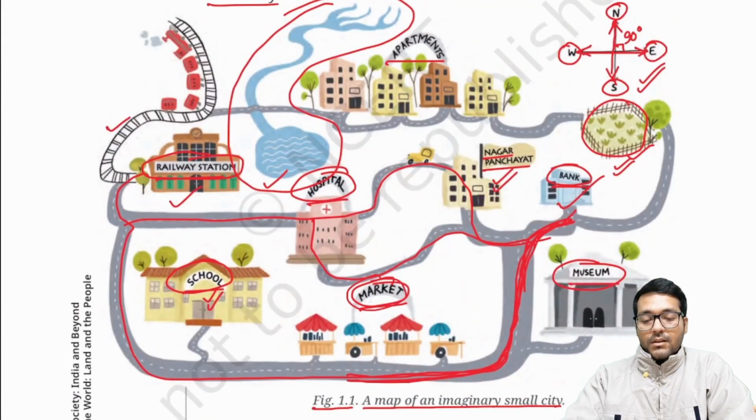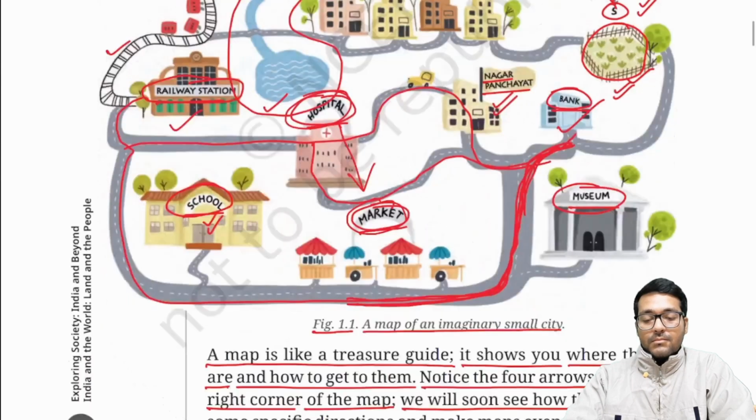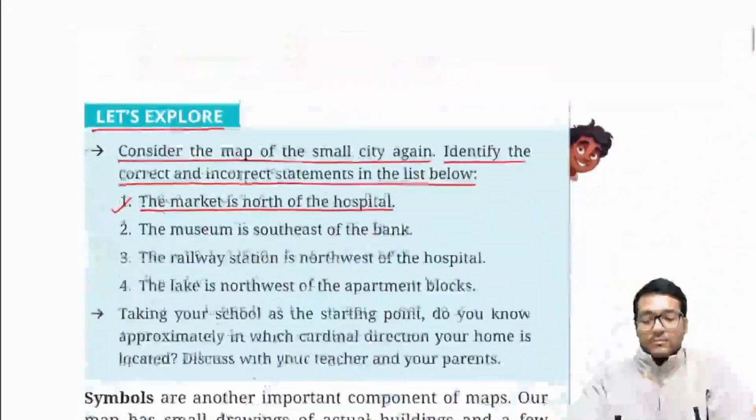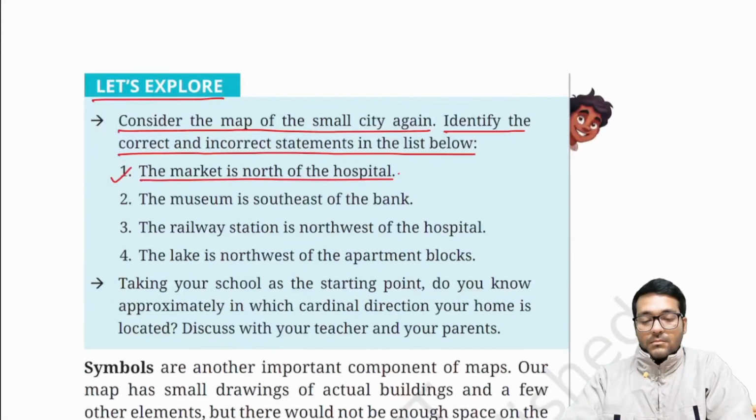Market is here and hospital is here. Market is in the southeast of hospital. So, the statement is wrong or incorrect.